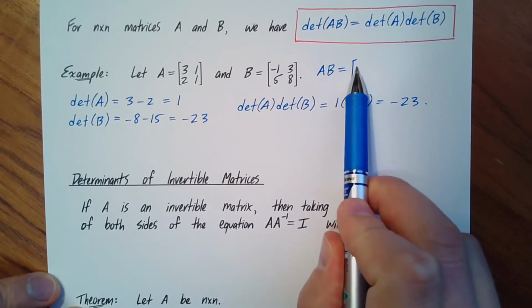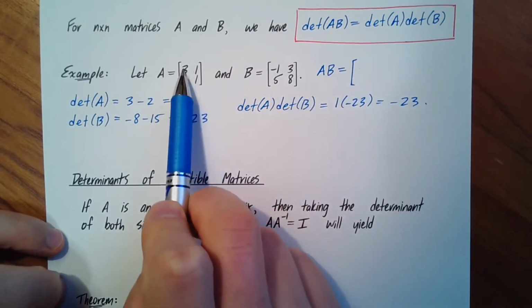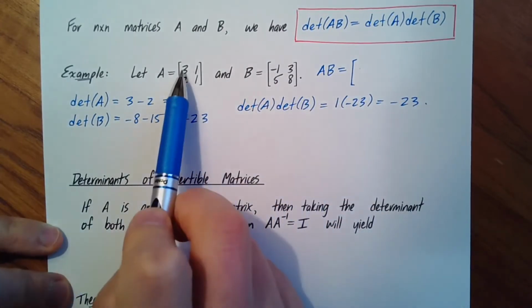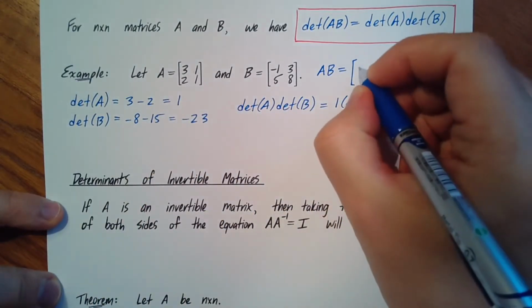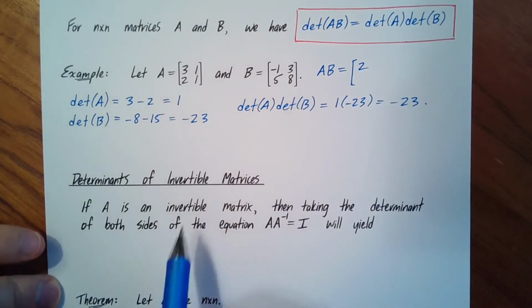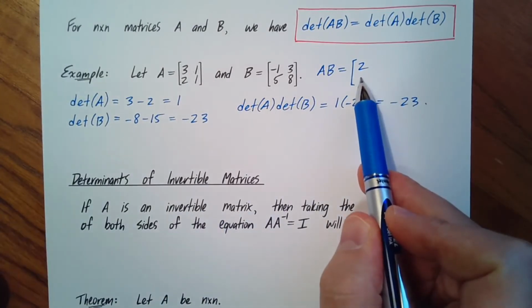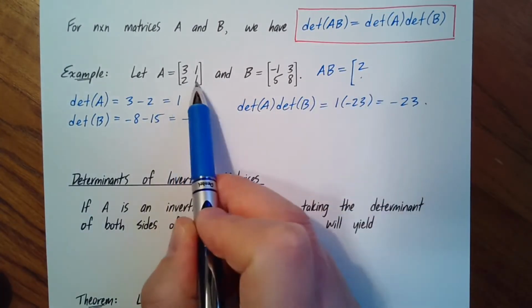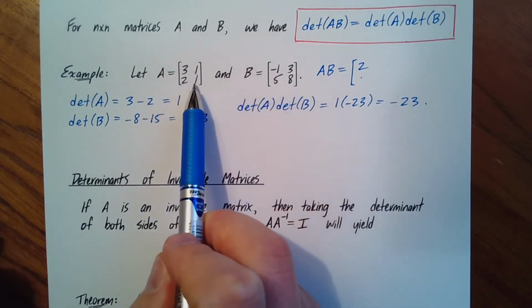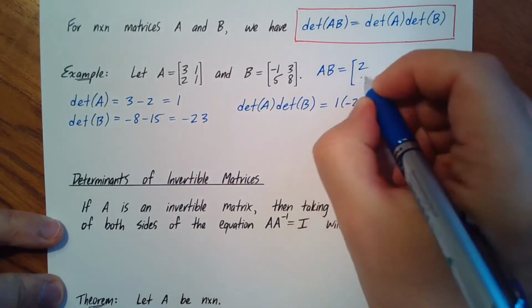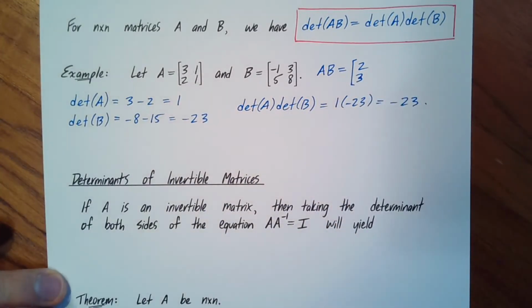To compute the first entry in the first row, we take row 1 from A and column 1 from B. So 3 times negative 1 plus 1 times 5. That'll be negative 3 plus 5, which is 2. Now the second entry in the first column, we take the second row of A and the first column of B. So 2 times negative 1 and 1 times 5, that's negative 2 plus 5, which is positive 3.